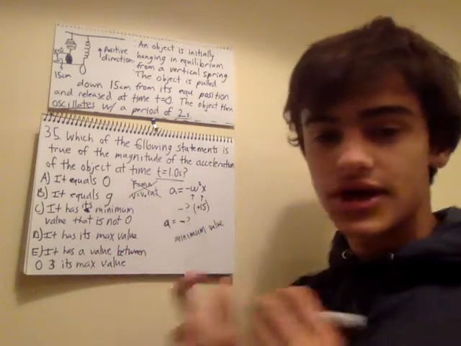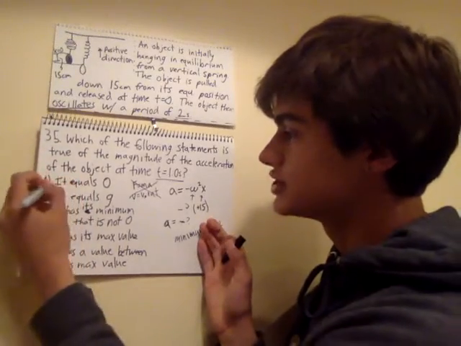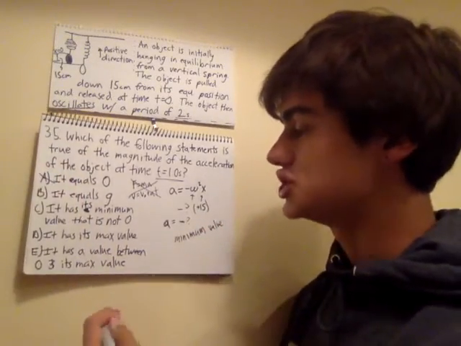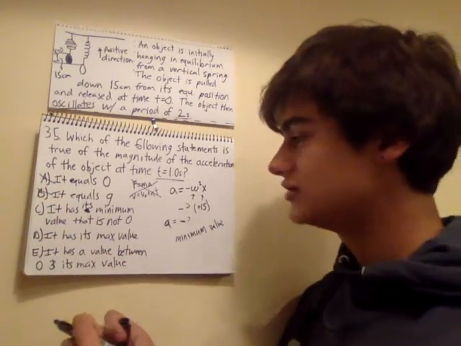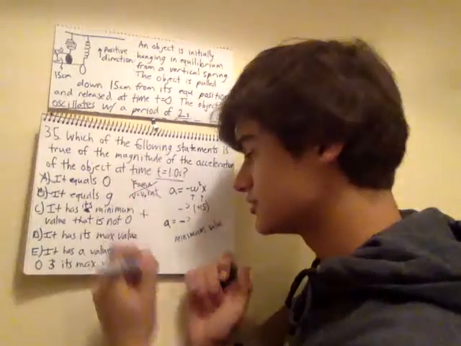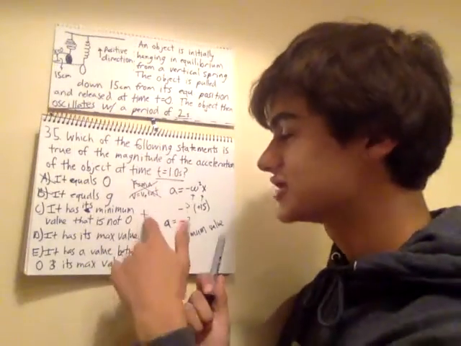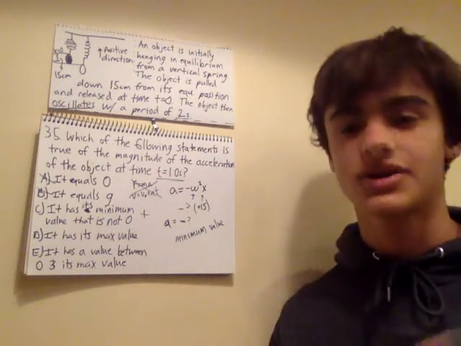So let's look at the answers we have here and see how it compares. It equals 0? Nope, it's going to be negative. It equals g? No. It has its minimum value that is not 0. All right, that looks like a pretty good answer. Let's look at the other ones and come back to it. This little plus sign, I just write these on multiple choice tests. It means I think this is right, but I'm going to come back to it.